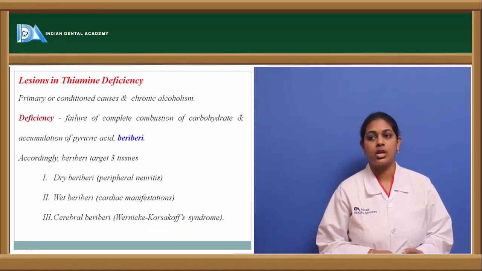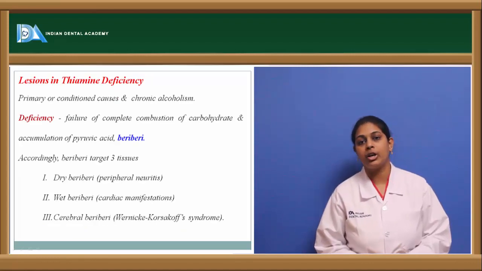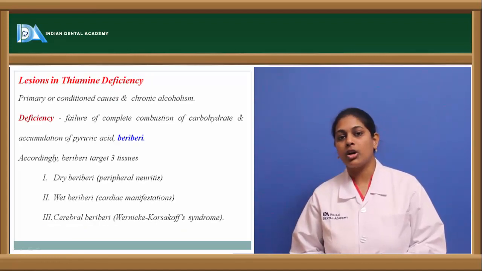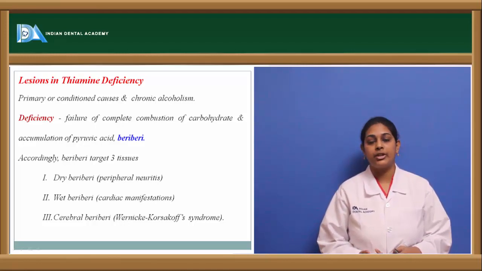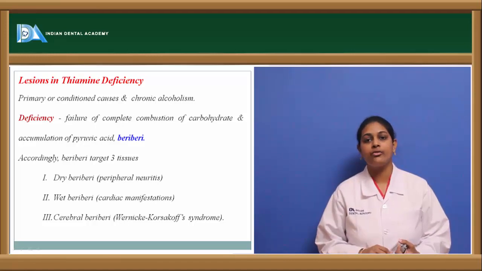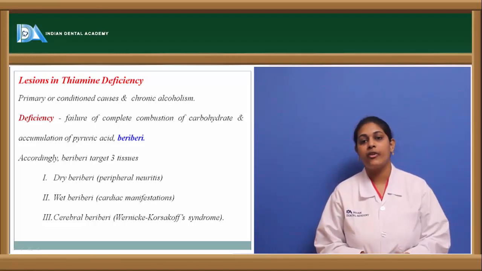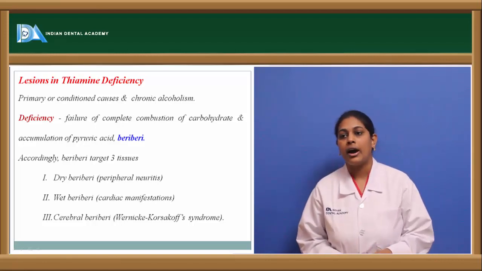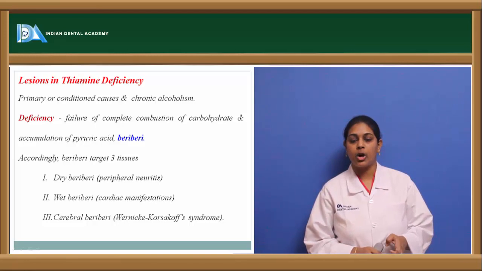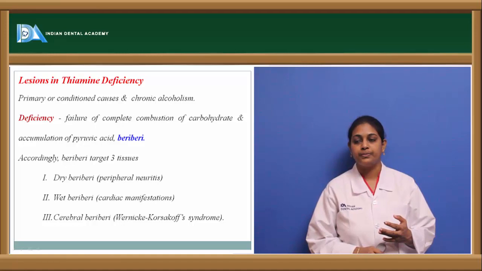Coming to the lesions associated with thiamine deficiency, it could be a primary cause, or otherwise a conditioned cause, and this conditioned cause is mostly seen in chronic alcoholism, which is a major etiological agent for the development of thiamine B1 deficiency. What happens in deficiency is that there is failure of the combustion of carbohydrates. Since carbohydrate metabolism is mediated by thiamine, there is a failure in this metabolism, and thereby there is accumulation of pyruvic acid, which is one of the carbohydrate intermediates.